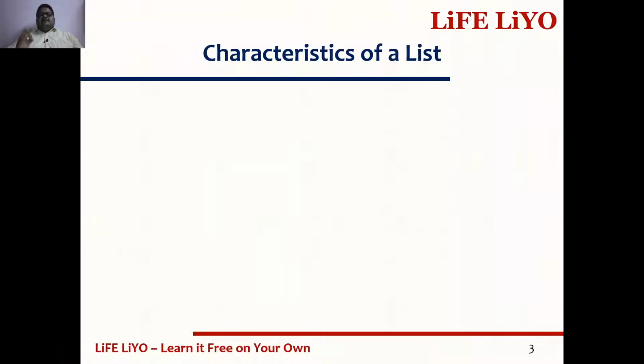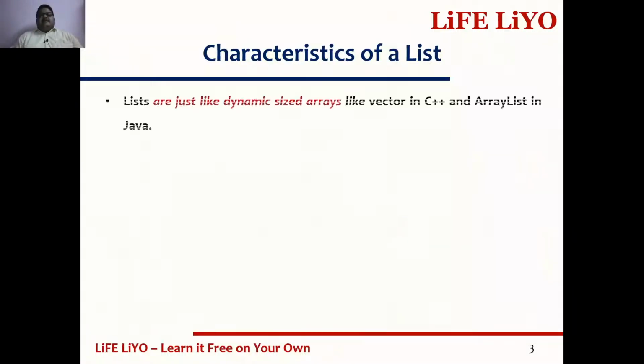The first and foremost one is that it is a dynamic sized array. In C programming, when you read about arrays, we say they are fixed arrays. But here it is a dynamically sized array, like vectors in C++ or ArrayList in Java. The second one: while telling the definition, I said that a list in Python is ordered and changeable.